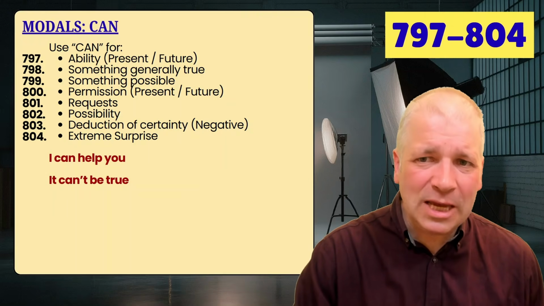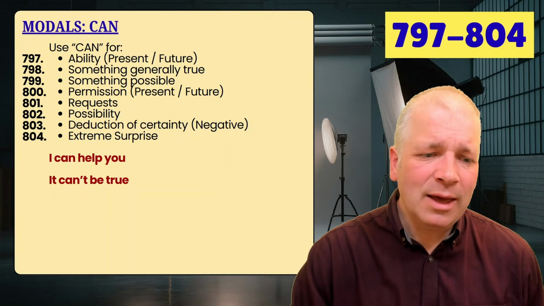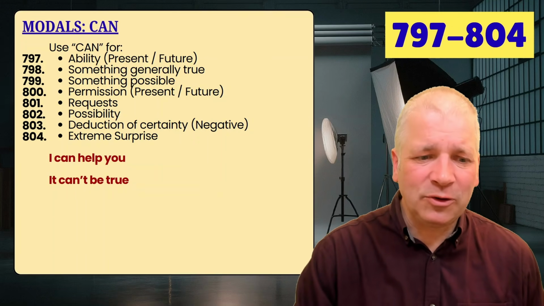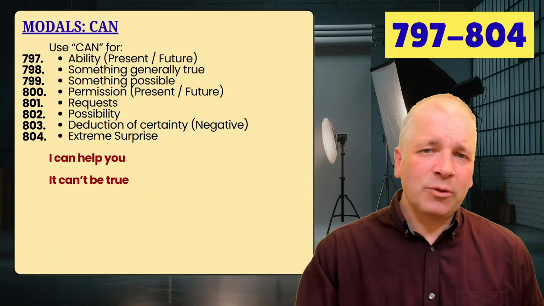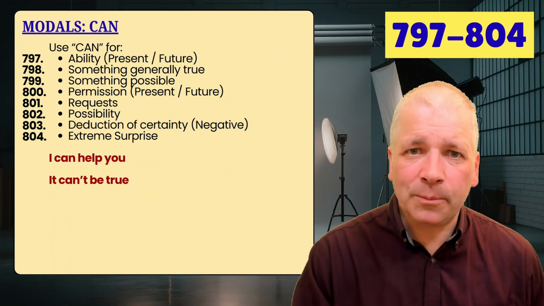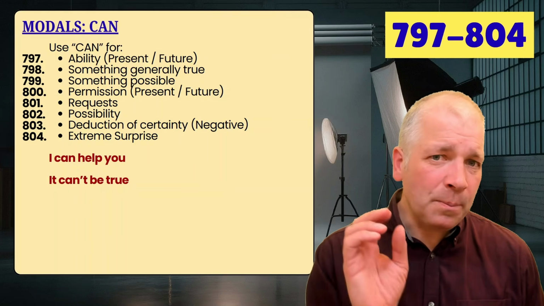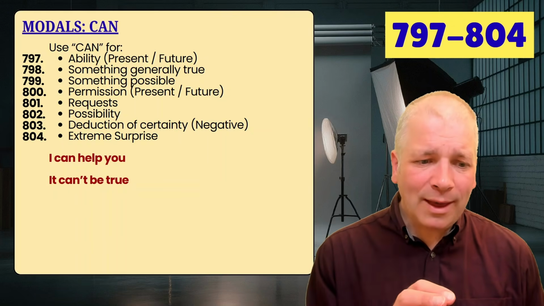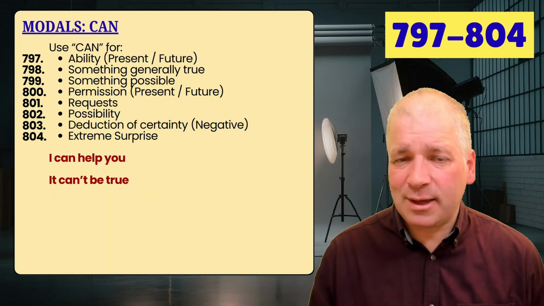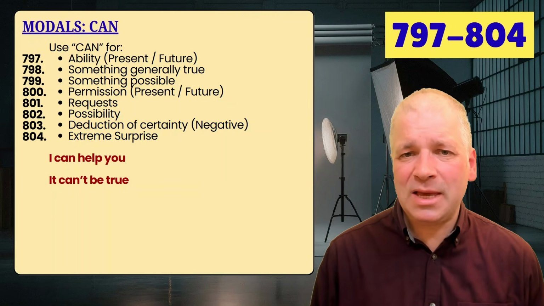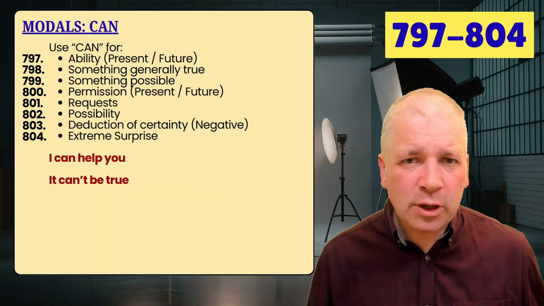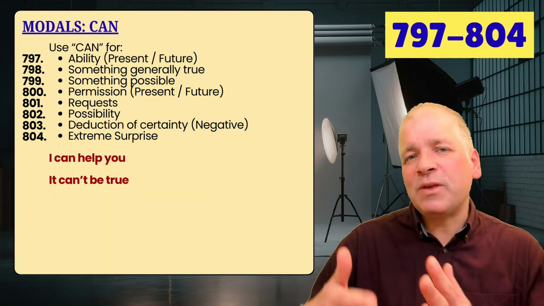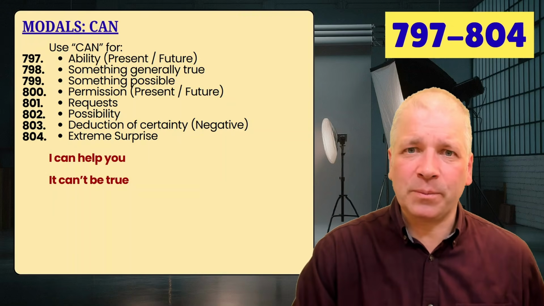It can't be true. So instead of saying it is true or it isn't true, I use the modal in front, it can't be true, to show that I'm talking about my level of certainty here. Now, notice that be is not is anymore. So we use the modal can followed by the infinitive, which is help in the first sentence and be in the second sentence. So modals are used in this way. They help tell us more about the verb, and the infinitive of the verb is used after them.